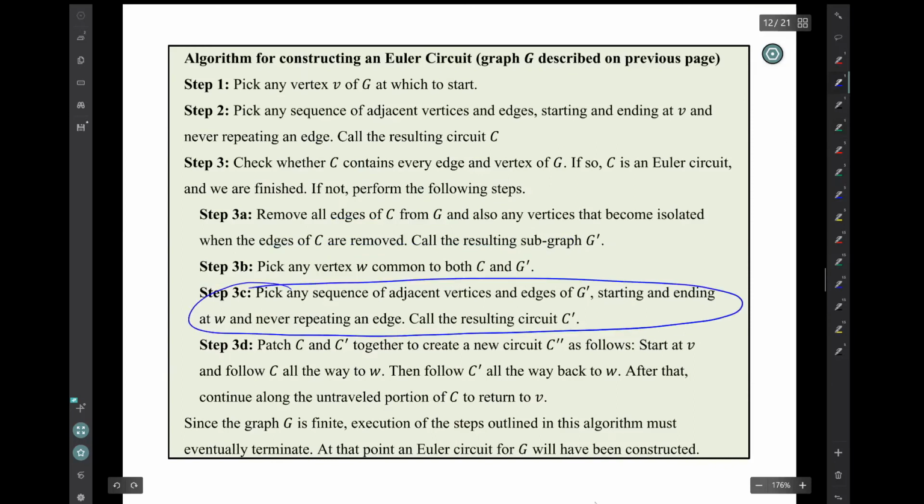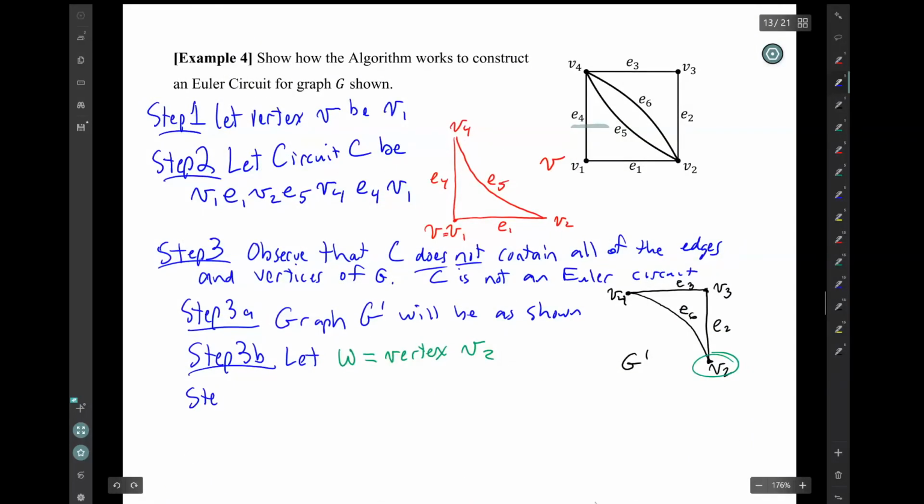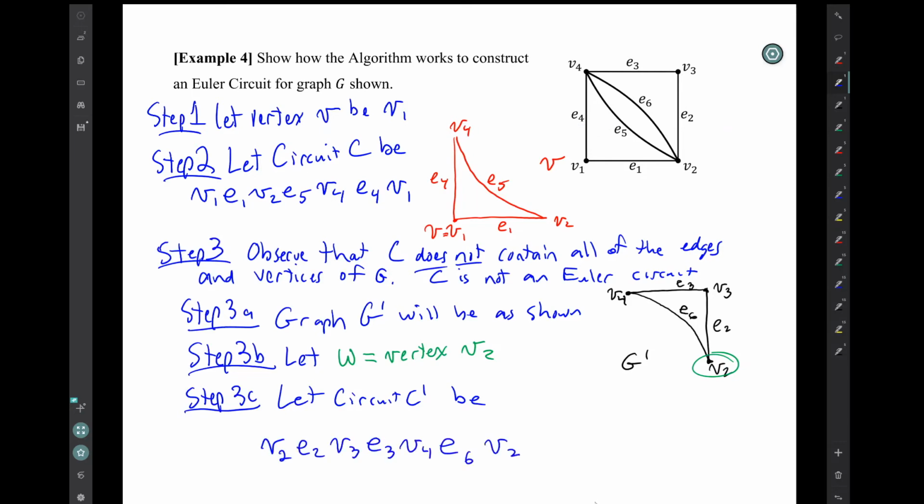All right, what's next? We're supposed to identify a circuit that starts and ends at W and never repeats an edge, and call that circuit C prime. So we have to identify a circuit called C prime. Well, that circuit can really only be one of two things. We can either go clockwise or counterclockwise around that subgraph.